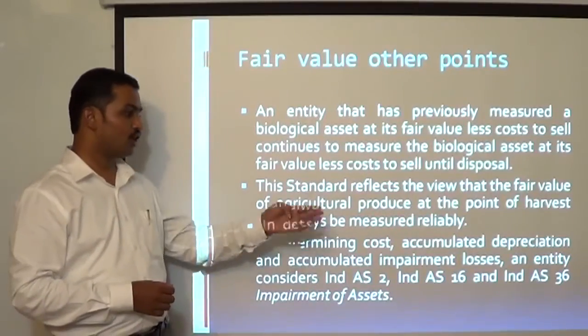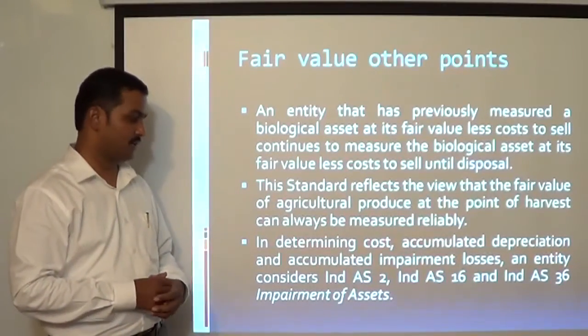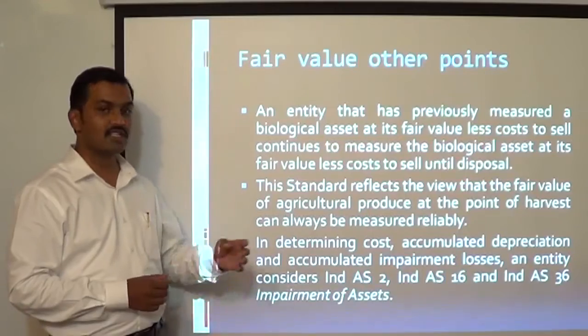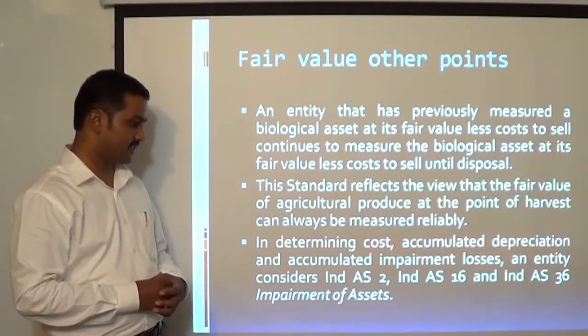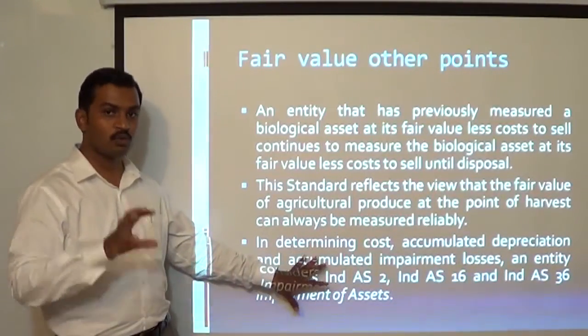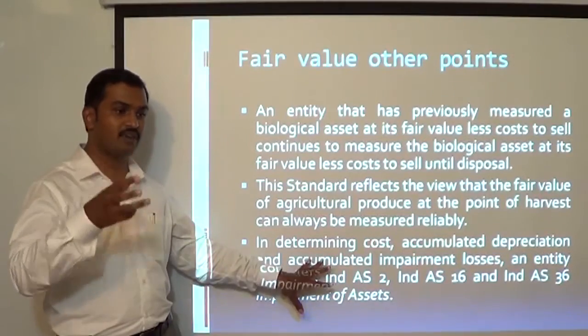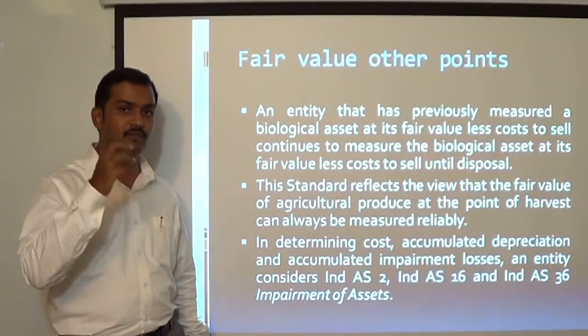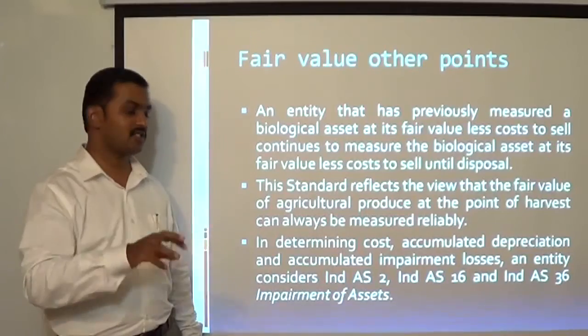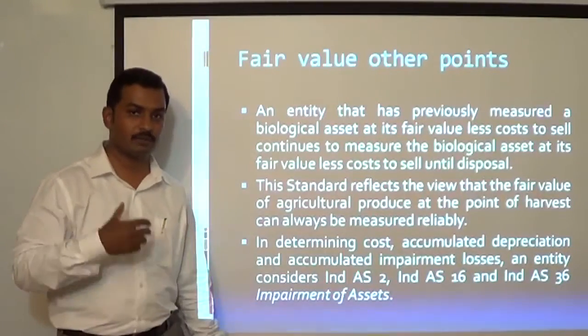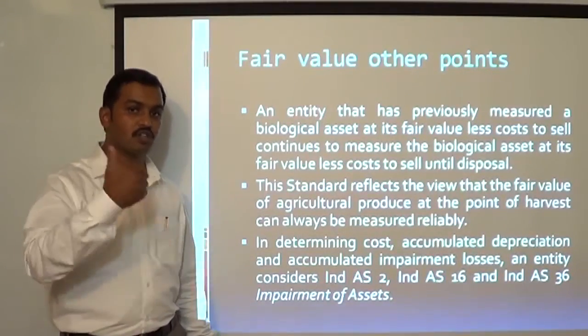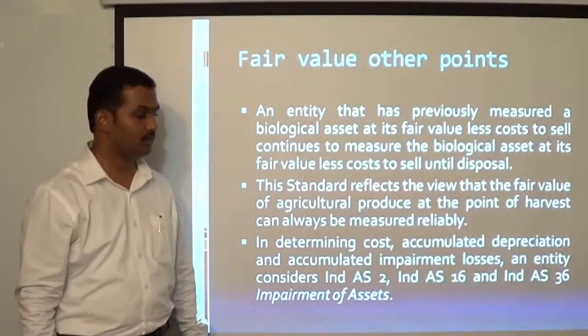In determining the cost, accumulated depreciation, and accumulated impairment losses, an entity considers IND AS 2, IND AS 16, and IND AS 36. So this point is relevant only for those biological assets where we were not able to measure the fair value and we were measuring them under the cost model. In such cases, we can take the help of these standards for the purpose of arriving at the meaning of what is cost, what is depreciation, what are accumulated impairment losses. Okay.